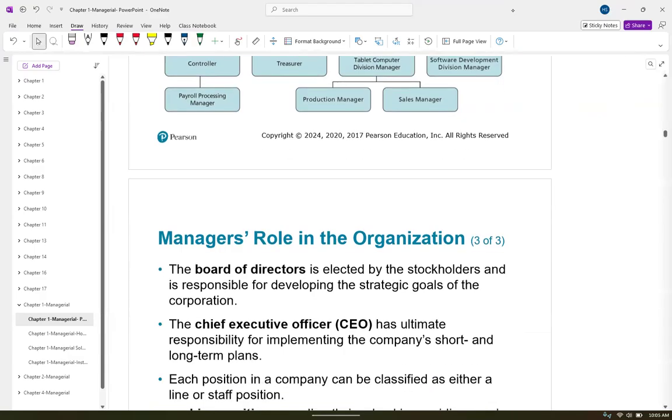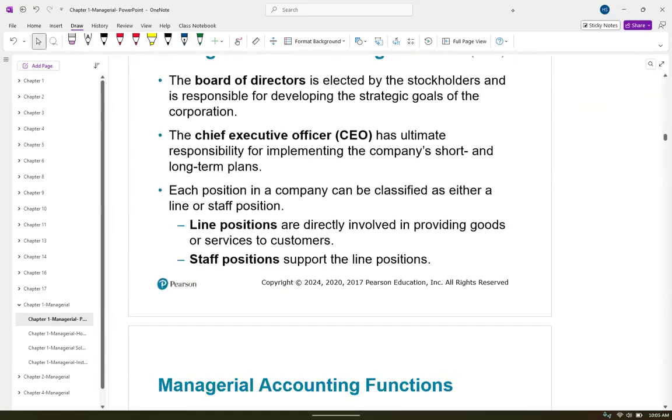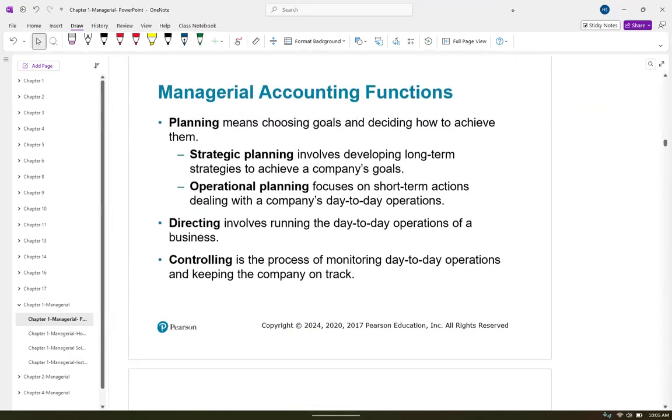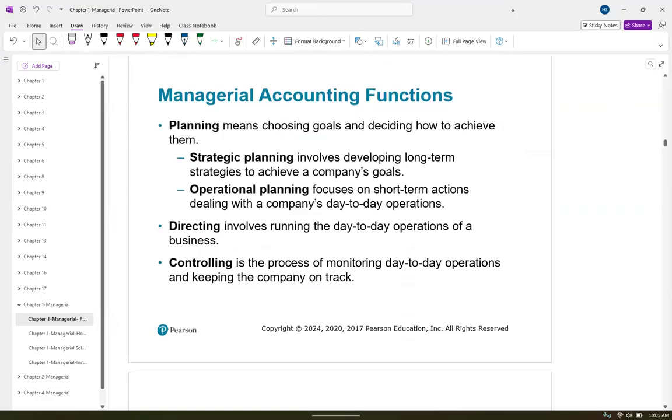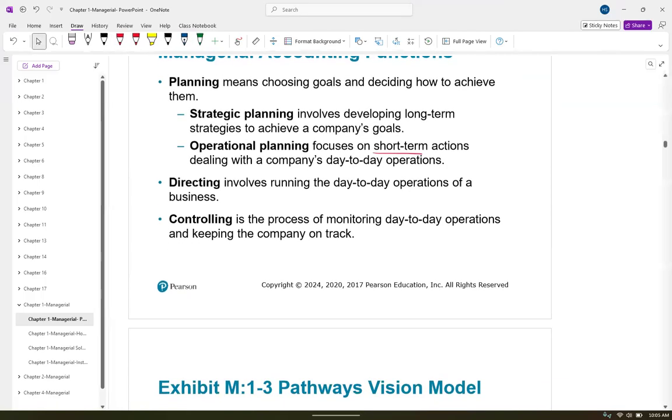Okay. So I've kind of already talked about some of these in that chart. Didn't realize they had slides for each one of these. Okay. Planning can be strategic planning and operational planning. The strategic is looking at long term. Operational is looking at short term, day-to-day basis. Directing involves the running of day-to-day operations of the business. Controlling is the process of monitoring the day-to-day operations and keeping the company on track.